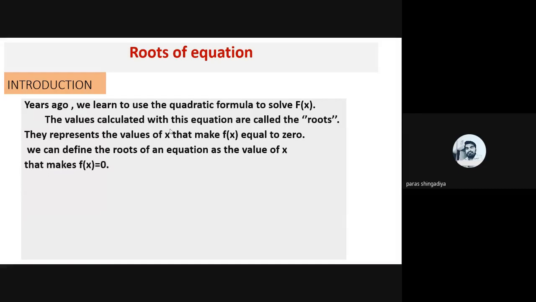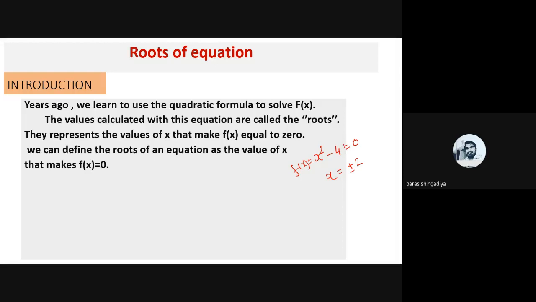Okay. So here it explains what is the meaning of roots of equations. We learn to use the quadratic formula to solve f(x), and the values calculated with these equations are called the roots. Okay. For example, if we have the equation x square minus 4 is equal to 0, we can easily identify its roots: x is equal to plus or minus 2. Okay, this is our f(x).